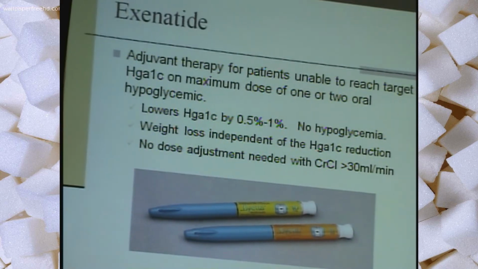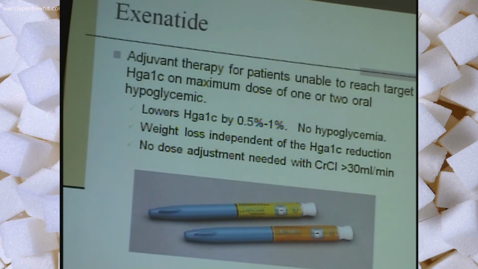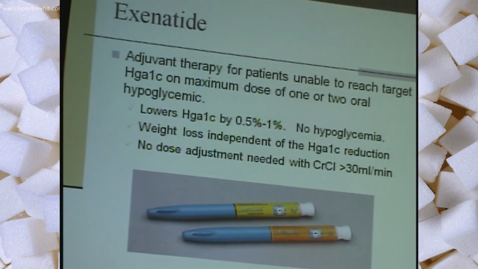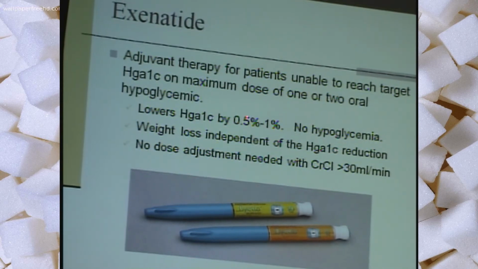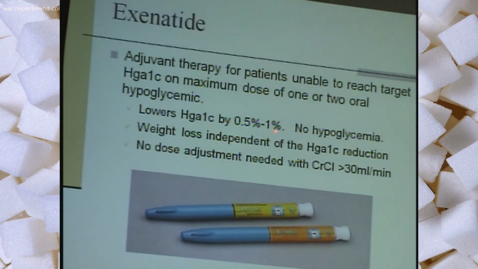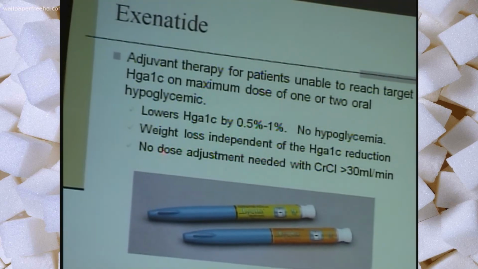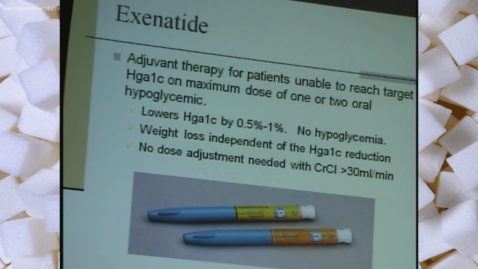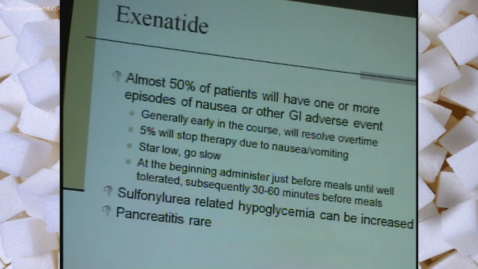So this is your patient that is on metformin, is on glyburide, and they're still super obese, they're not making any improvement on the hemoglobin A1C. So then that's when you want to use Byetta. It lowers hemoglobin A1C by 0.5 to 1%. It doesn't cause any hypoglycemia. And it doesn't need any adjustment of the dose for creatinine clearance greater than 30. So those are two big pluses.